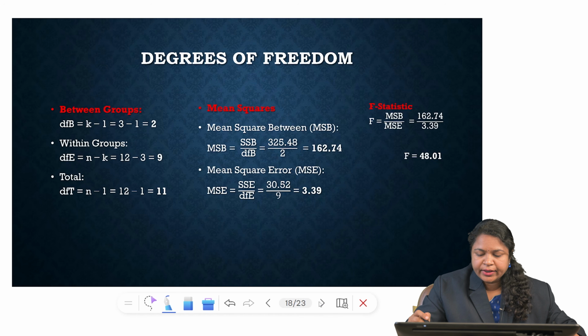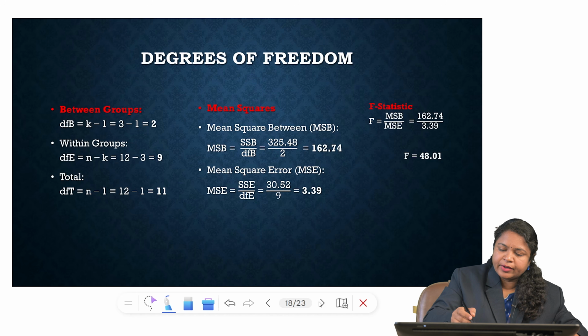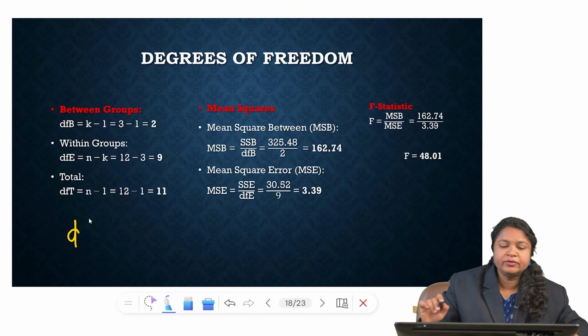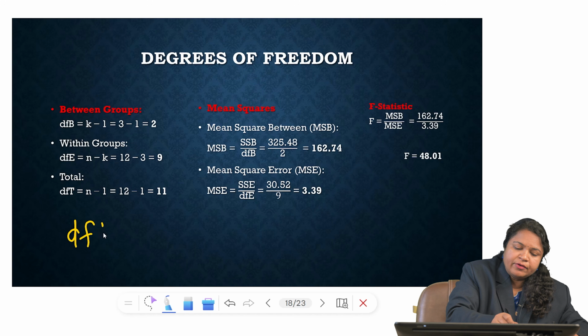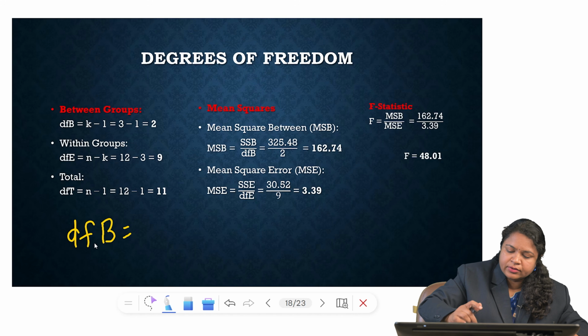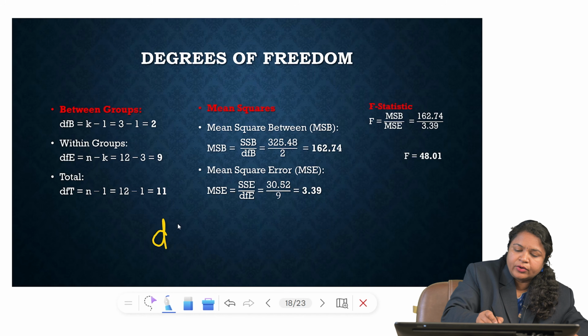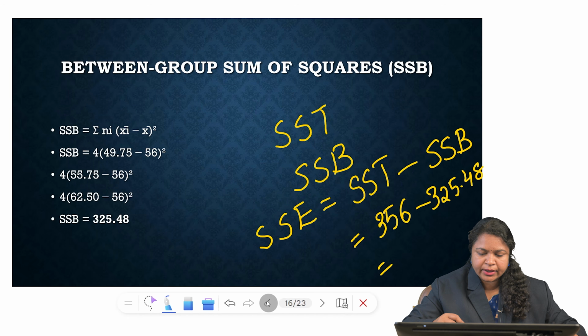Next, there is one more parameter called degrees of freedom. We have degrees of freedom between the groups, that is DFB, within the groups, that is DFE, and total degrees of freedom, DFT. So for DFB, let me calculate the total. What is my total number of observations? You can see from the table.